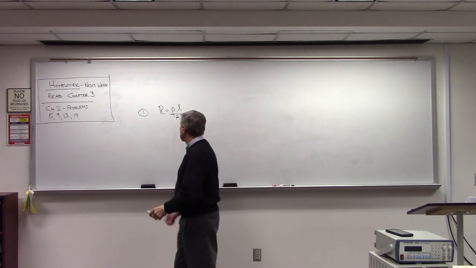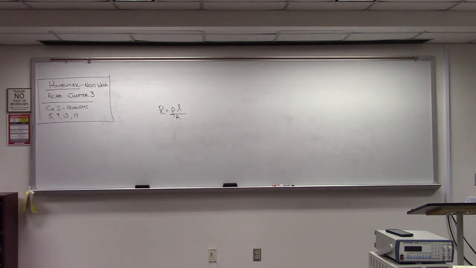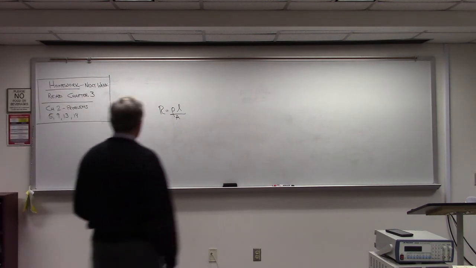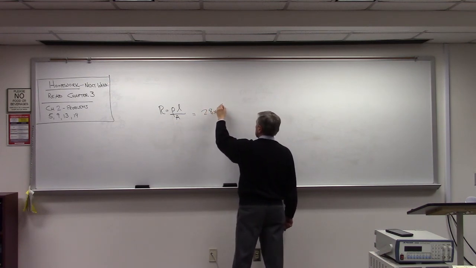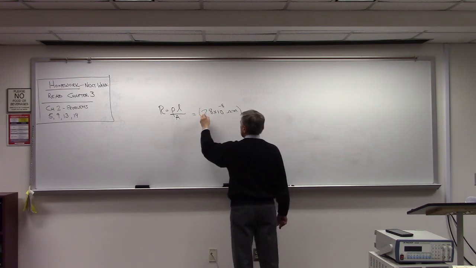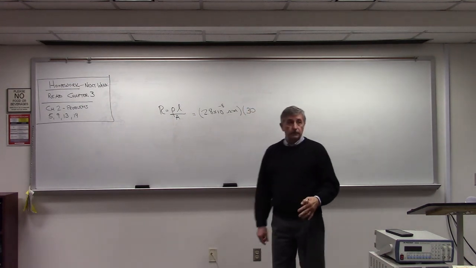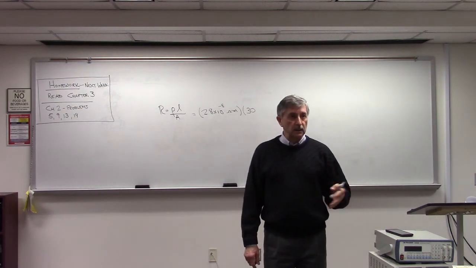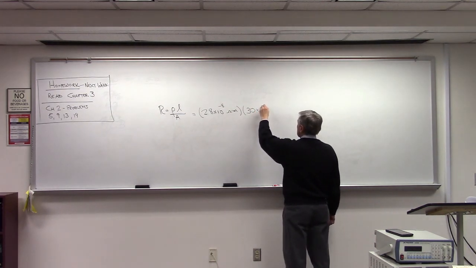Number 2. Resistivity of aluminum, 2.8 times 10 to the minus 8, and a transmission line of 30 kilometers. So we have 2.8 times 10 to the minus 8 ohm meters for the resistivity of aluminum. We have a transmission line that's 30 kilometers. Remember in chapter 1, kilometers is 10 to the cubed meters, okay? I'm going to write that.